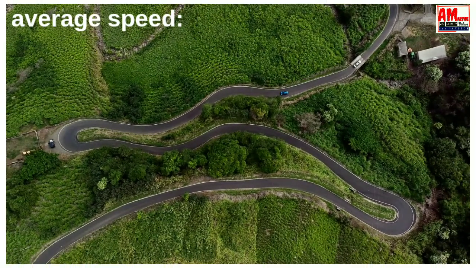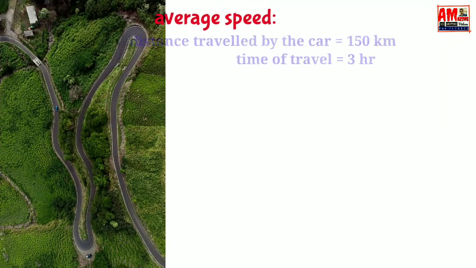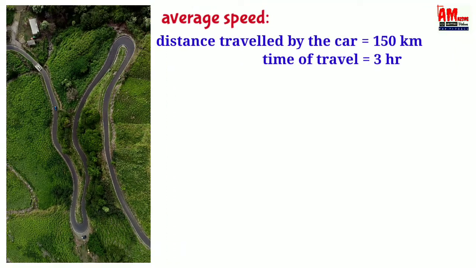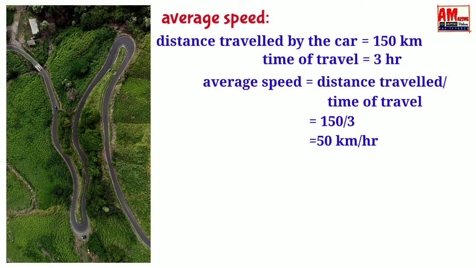Assume a car is going through a dense forest. Total distance in the forest is 150 kilometers. Time taken by the car to cover the distance is 3 hours. Then average speed is equal to total distance by total time, that is equal to 150 by 3, which is equal to 50 km per hour.